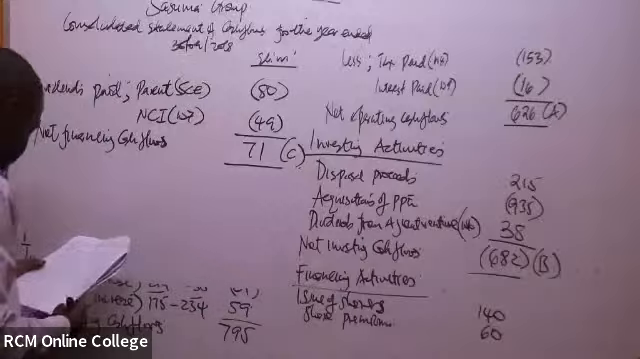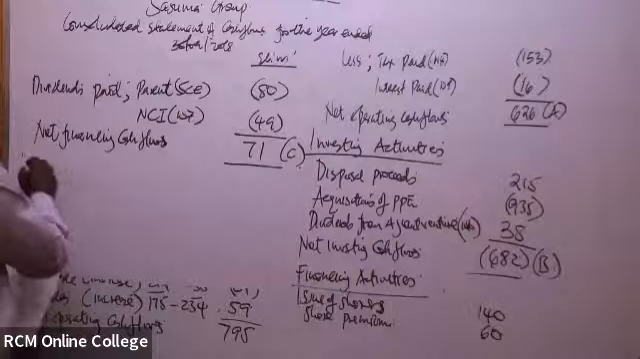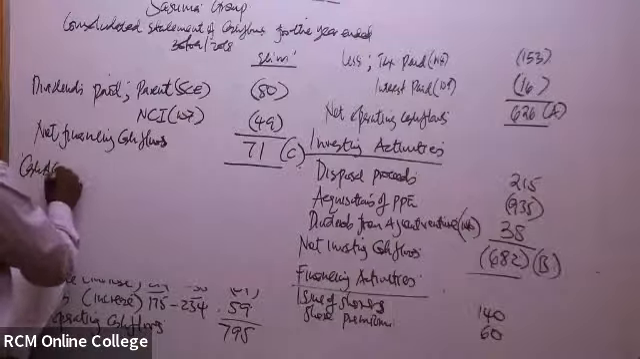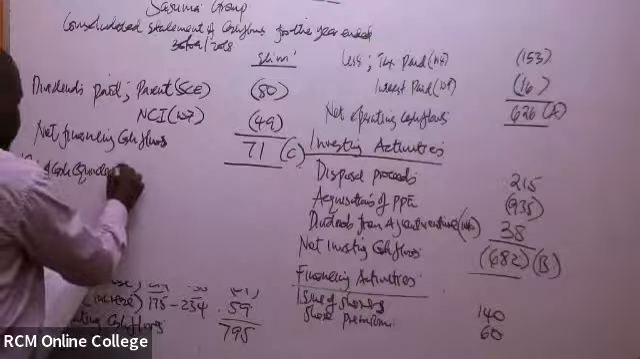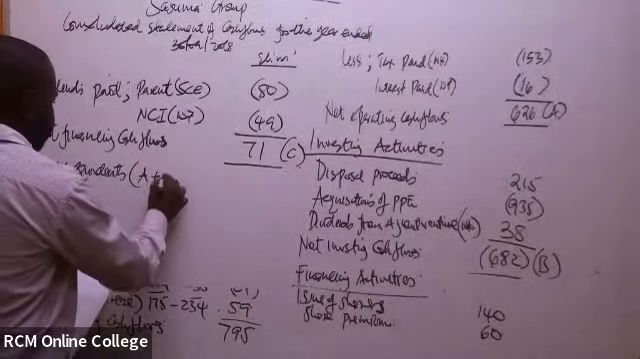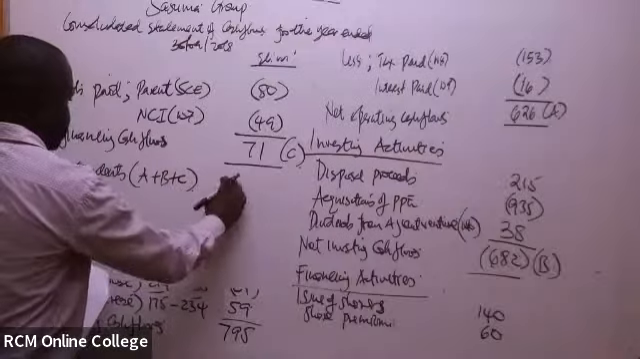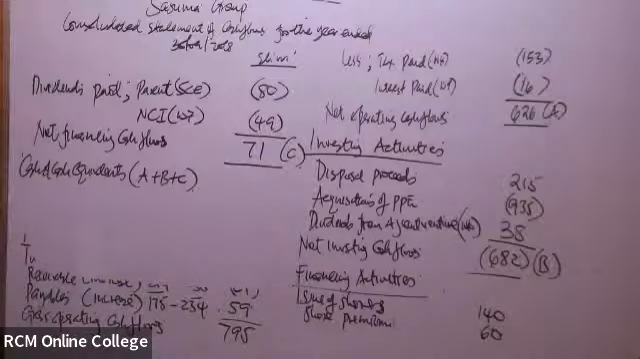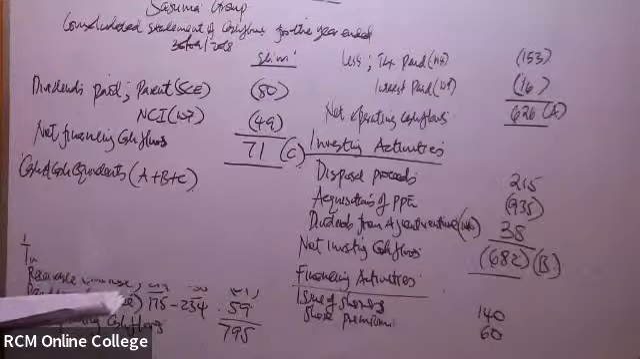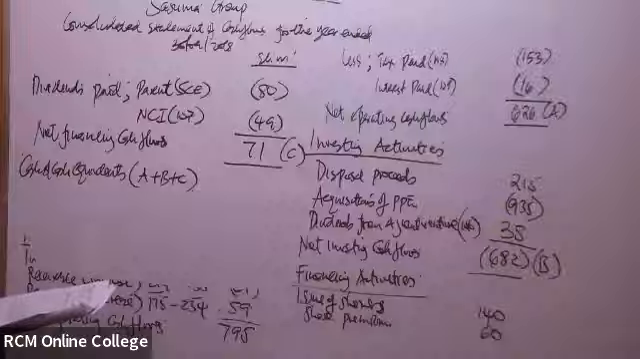Part C. So therefore, in this case, the cash and cash equivalents for the year, it means we'll take A plus B plus C. What do you get when you take A plus B plus C? We need to add A plus B plus C.